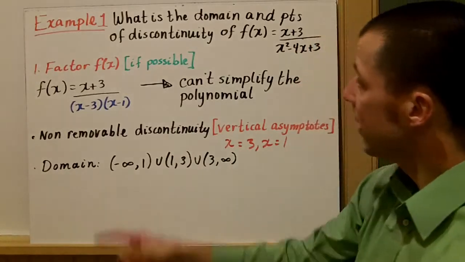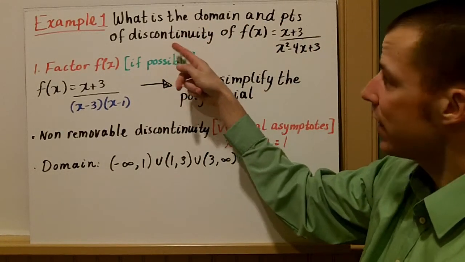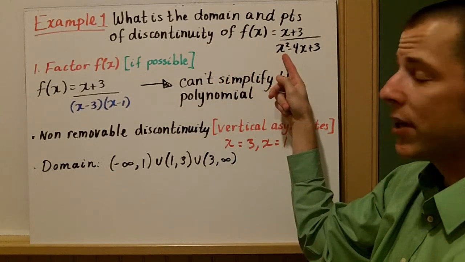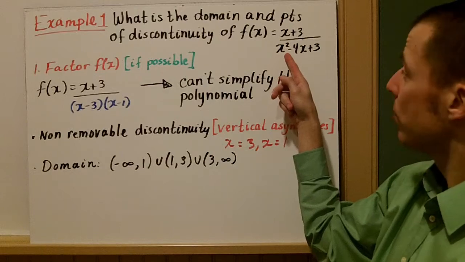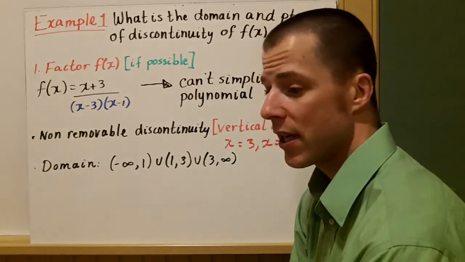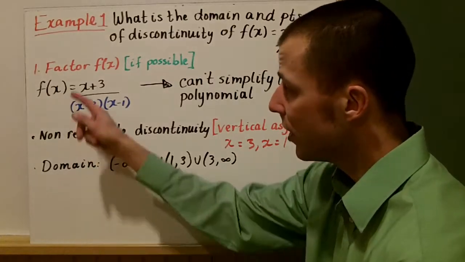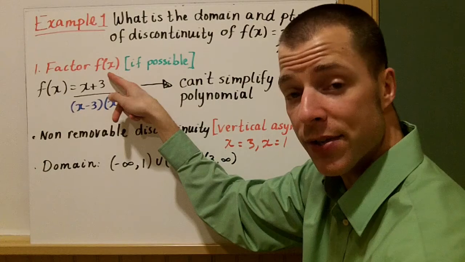Our first example says, what is the domain and the points of discontinuity, if they exist, of f of x equals x plus 3 over x squared minus 4x plus 3. Now, anytime we're looking to find points of discontinuity or even trying to graph functions, the number one thing you always want to try to do is factor, if possible.